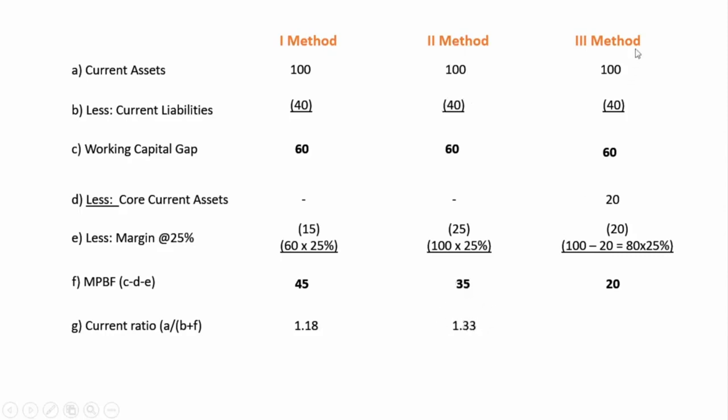But if you notice the third method, current asset is 100, current liability is only 40 plus 20. So the current ratio is very comfortable, 1.67. But this method is considered a very stringent method. So this was not accepted by the Reserve Bank of India.